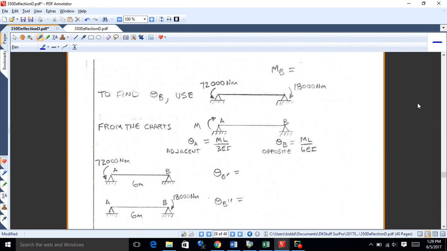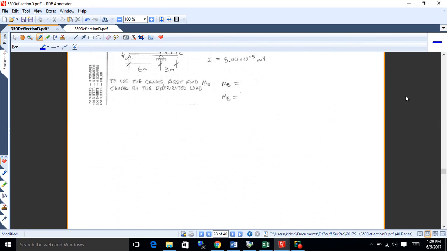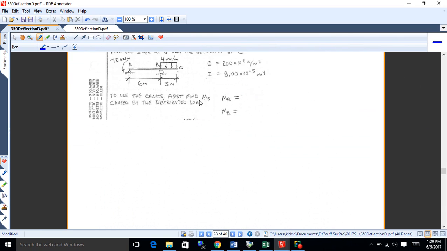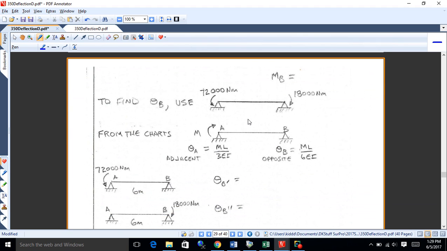All right, now let's figure out what that angle would be at B, because the angle at B will affect the deflection at C. So I'll use the word angle and slope kind of synonymously, because again, angle in radians is pretty much equal to the slope for these small angles we're dealing with. All right, now from the charts, for a simply supported beam, if you apply a couple at one of the supports or the other, you'll get these results here. The angles are either adjacent to the couple or opposite the couple.